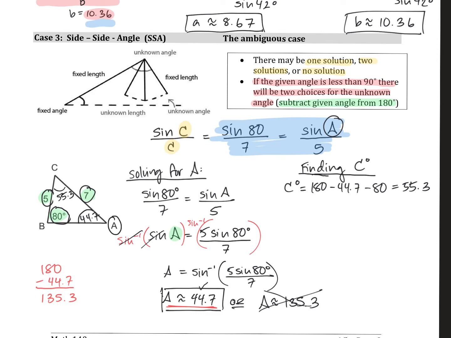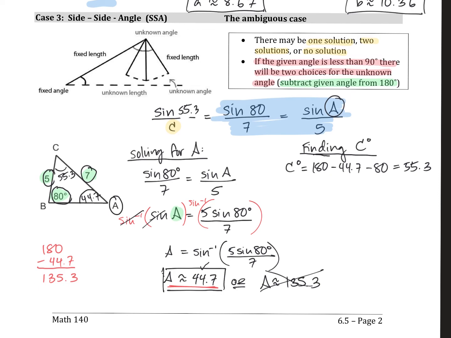Alright, so now we have everything except for lowercase c side. Let's go ahead and erase that. We now have that. That is 55.3. All I have to do is find lowercase c and we're done. We've solved the triangle. Okay, so, kind of running out of room here.